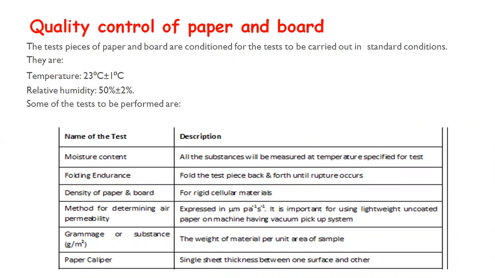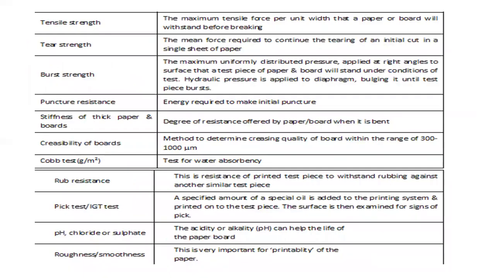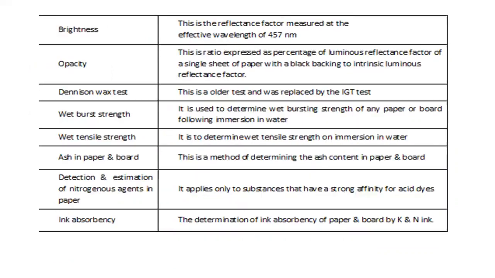of paper and board, method for determining air permeability, grammage or paper caliper, tensile strength, tear strength, burst strength, puncture resistance, stiffness of thick paper and boards, freezability of boards, rub resistance, pick test, pH, chloride or sulfate, then roughness or smoothness. So these are the different parameters.